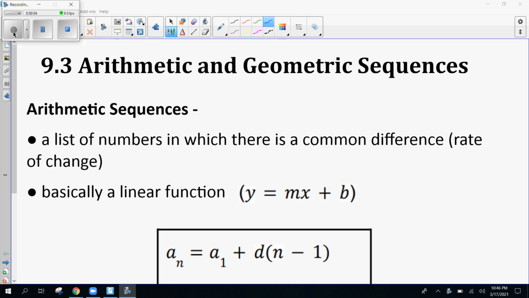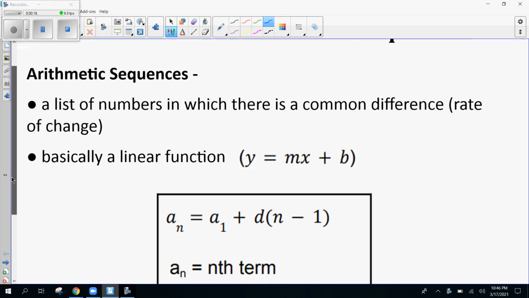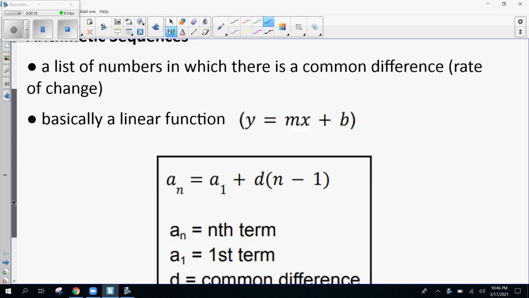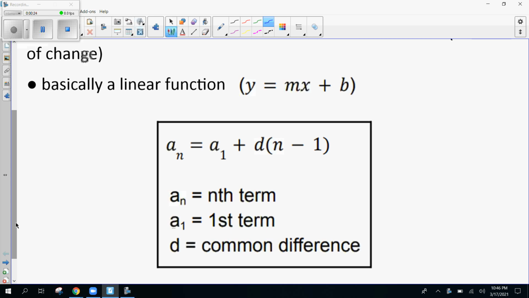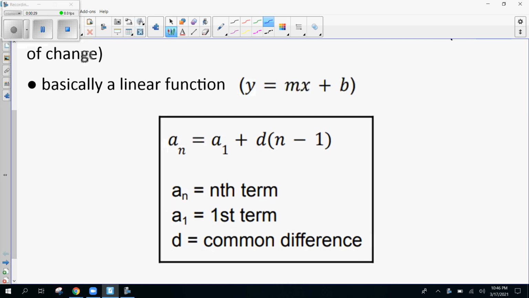Today we're going to discuss arithmetic and geometric sequences. Arithmetic sequences are a list of numbers in which there is a common difference, which is the rate of change. These are what we saw as linear functions when we were doing that chapter. With arithmetic sequences, we have the formula a sub n equals a sub 1, which is the first term, plus d, being the common difference, times n minus 1.